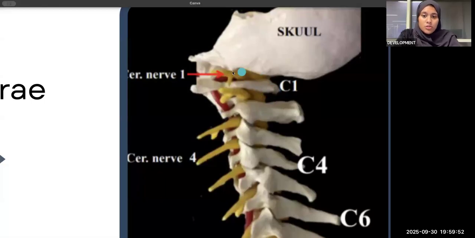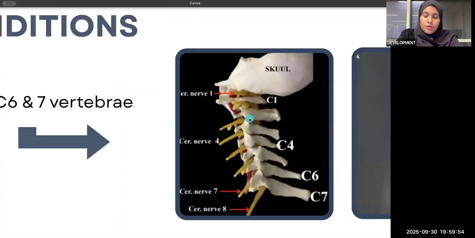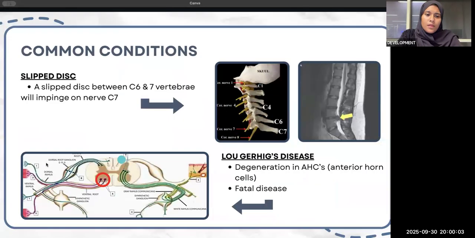So in the cervical region, the vertebra is under the nerve. In thoracic and lumbar, it's the opposite: the nerve is below the vertebra. And also for C8. Repeat the disease scanned image.